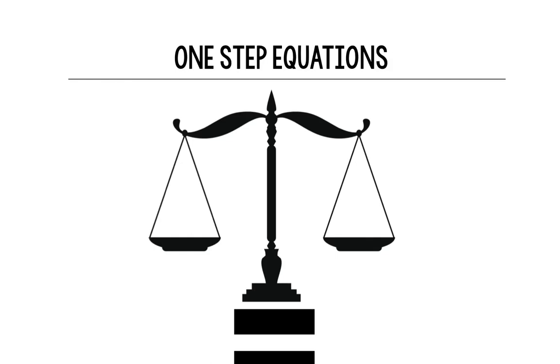This lesson is a review on one-step equations, and when I talk about one-step equations, I really like to relate it to this balance scale right here. When we have an equal sign in an equation, what that means is that whatever we have on the left side is equal or balanced with whatever we have on the right. So that's how we go about figuring out what that variable is.